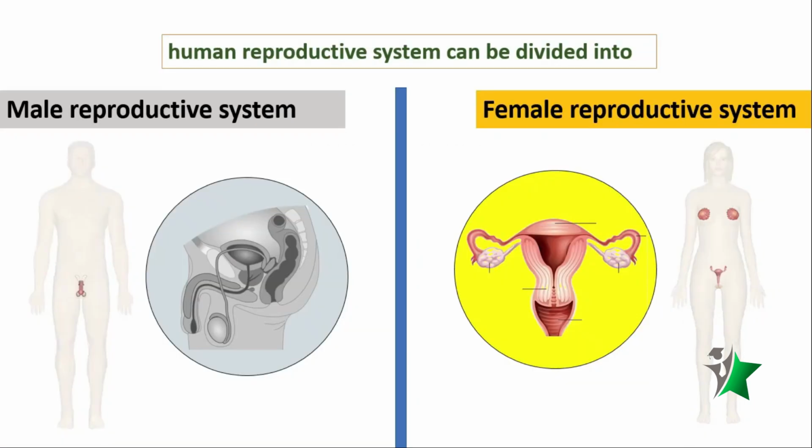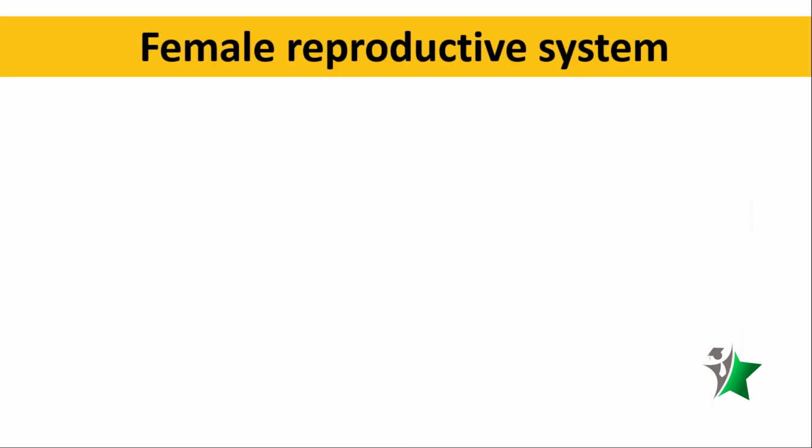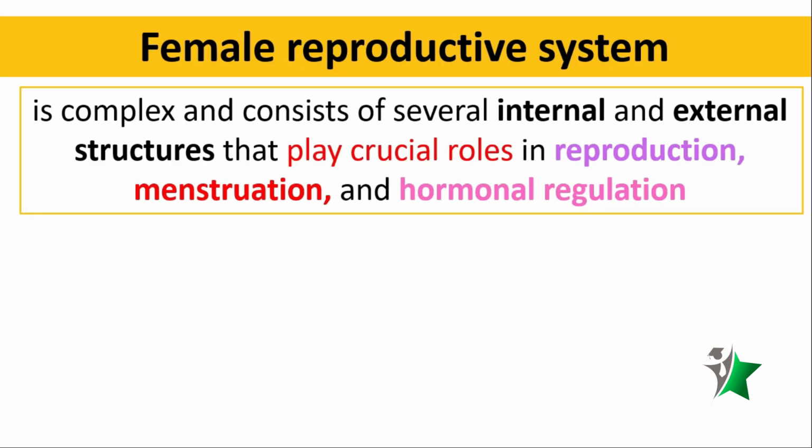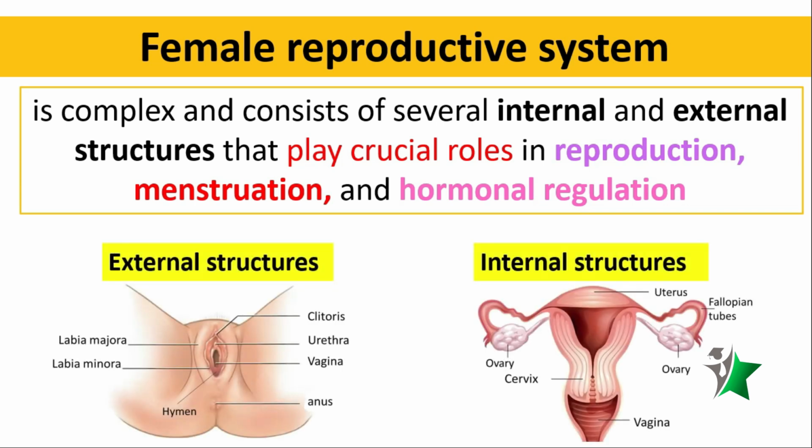Now let us understand the female reproductive system. The female reproductive system is a complex system and consists of several internal and external structures that play crucial roles in reproduction, menstruation, and hormonal regulation.